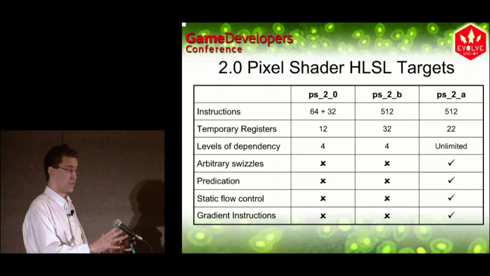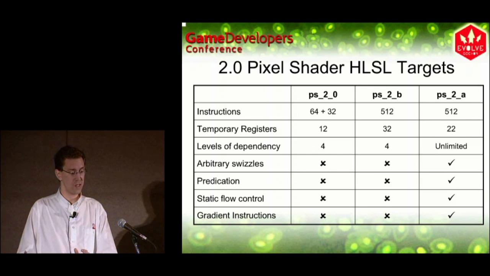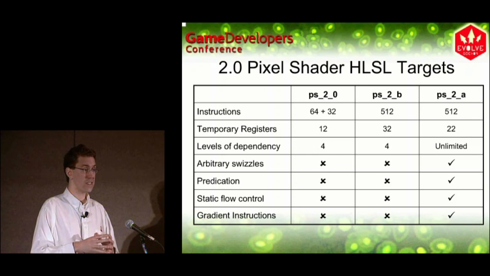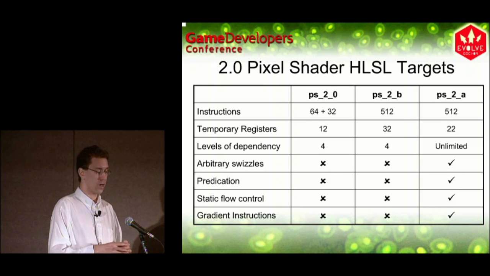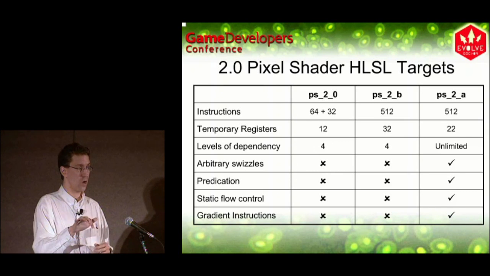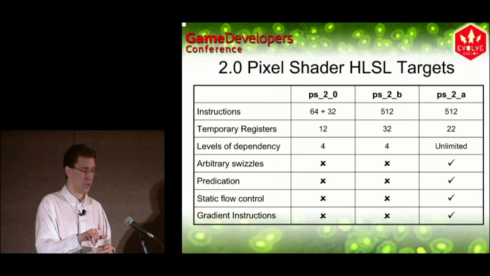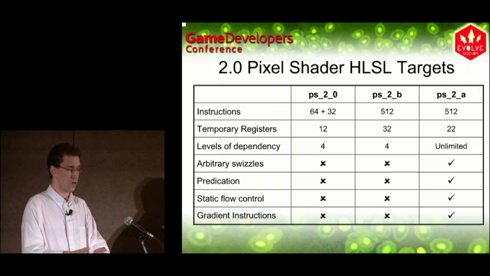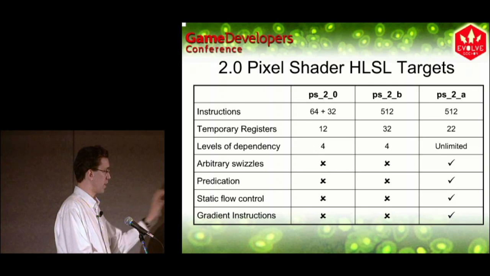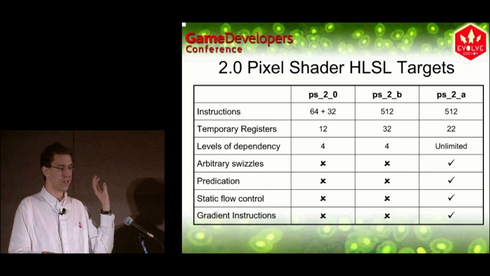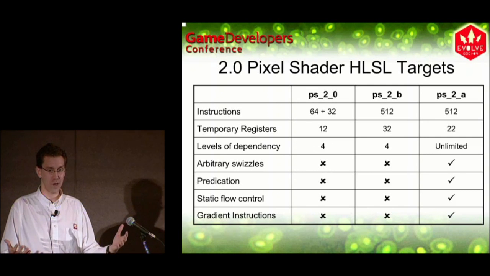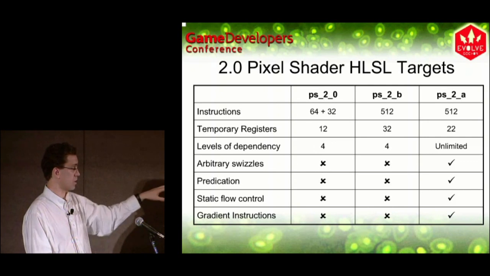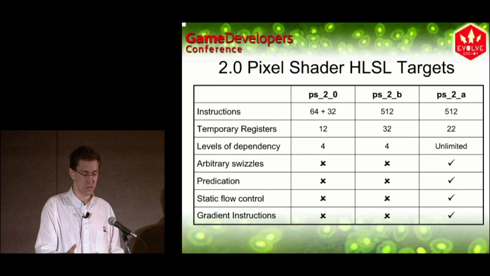So now we've covered vertex shader models. I'm going to move on to the pixel shaders. The pixel shader HLSL compile targets available for the 2.0 base programming model are the PS2O target, the PS2B target, and the PS2A target. They're alphabetically in the order in which they came out on the market, but they're listed in the chart in order of sophistication.